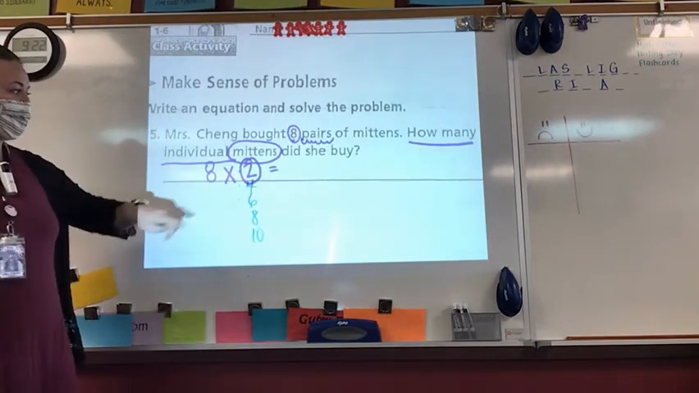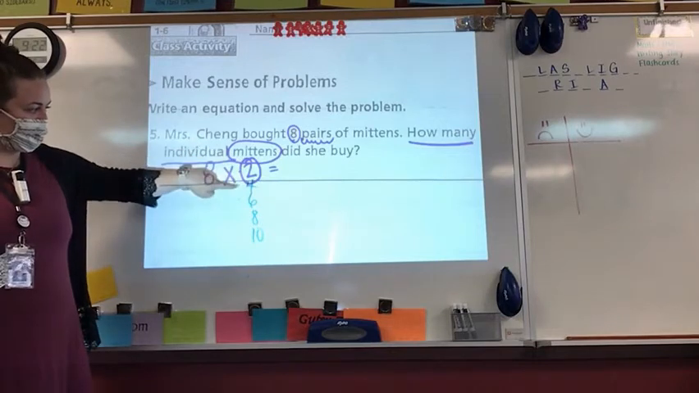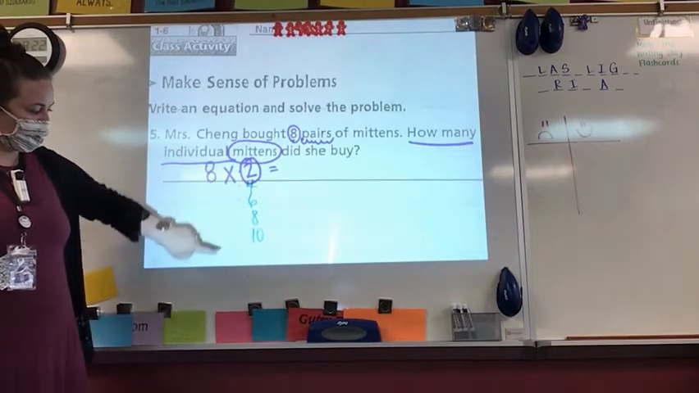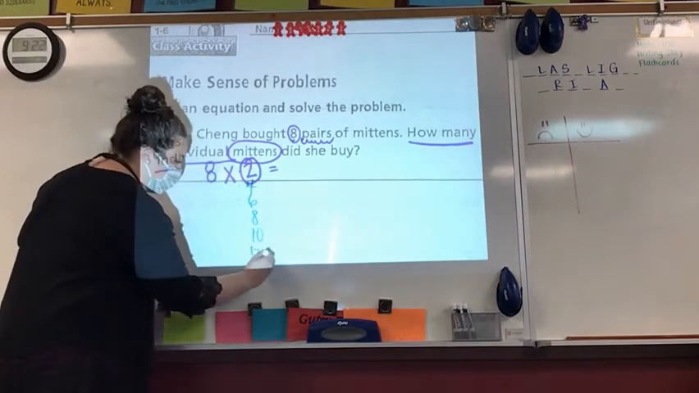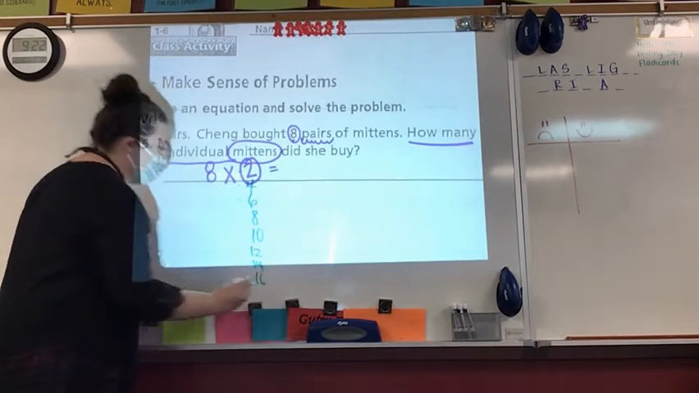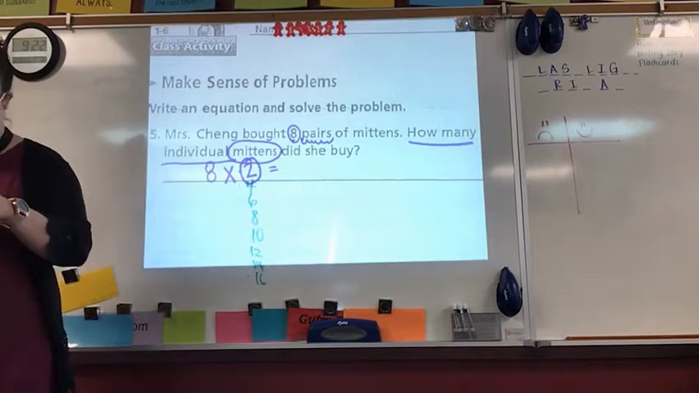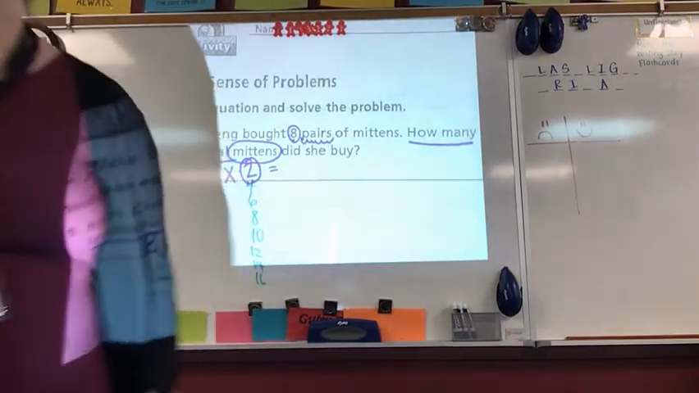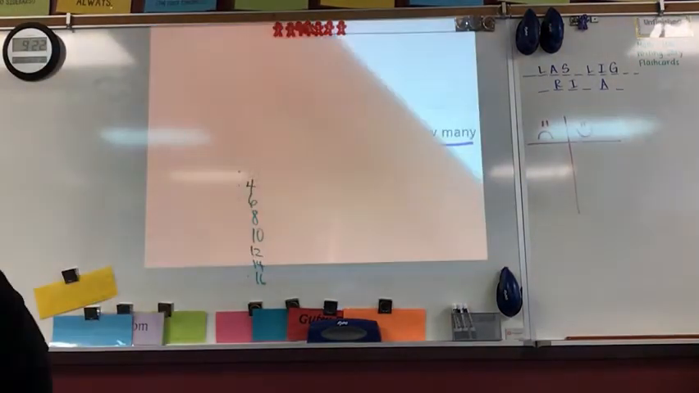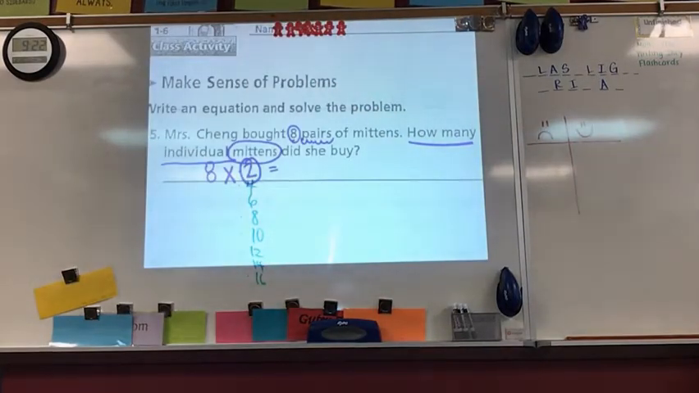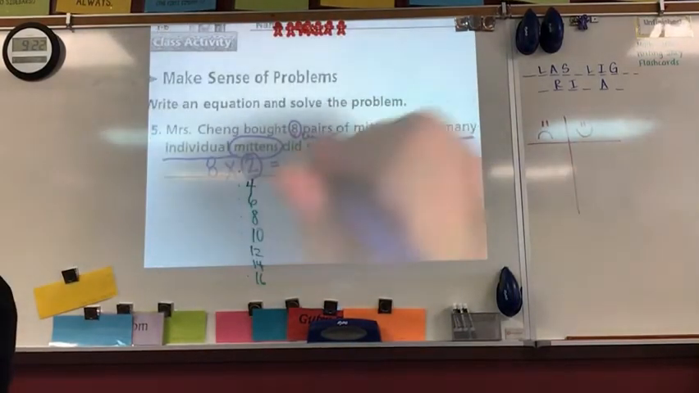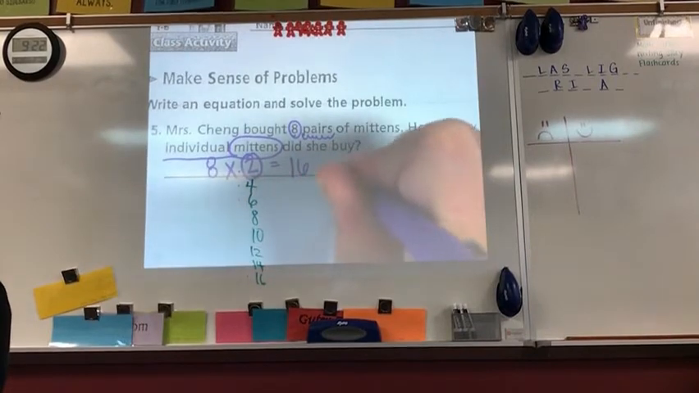Yes. So let's go ahead and count again. 2, 4, 6, 8, 10, 12, 14, 16. Ooh, so 8 times 2 is 16. 16. Right. Mittens. 16 what? Mittens. Oh, 16 mittens.